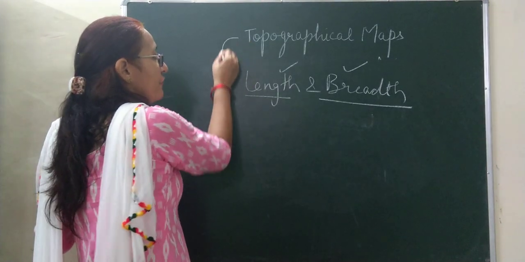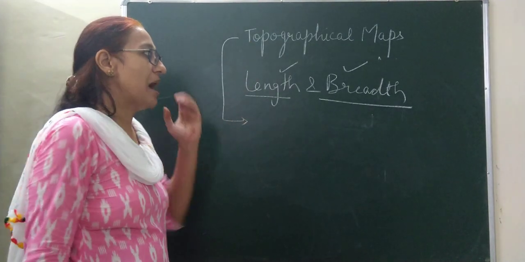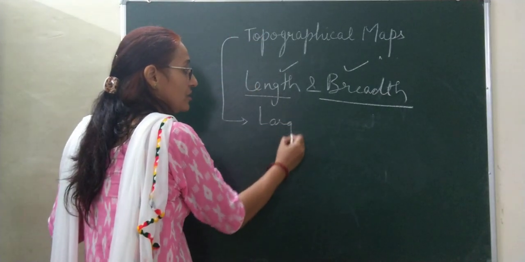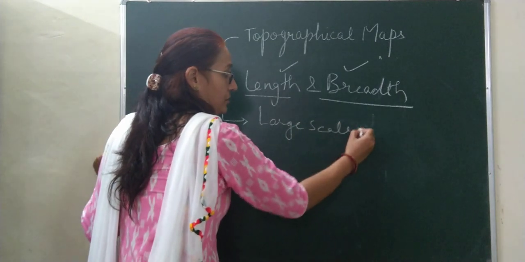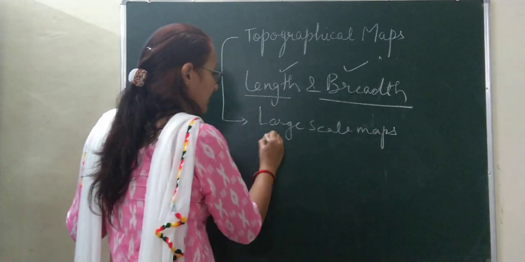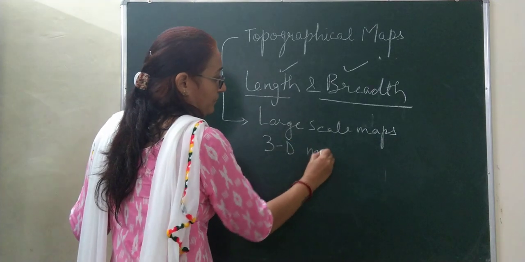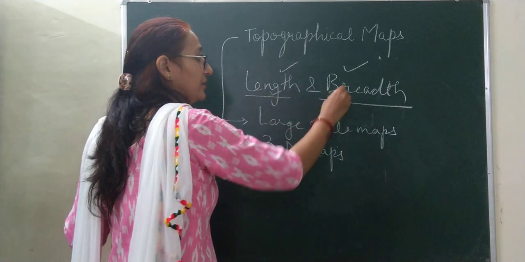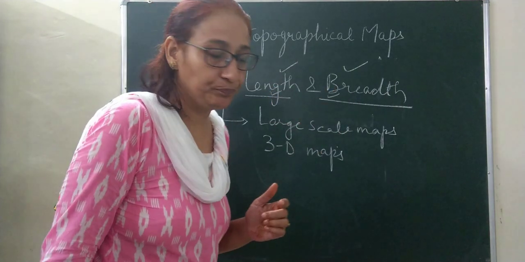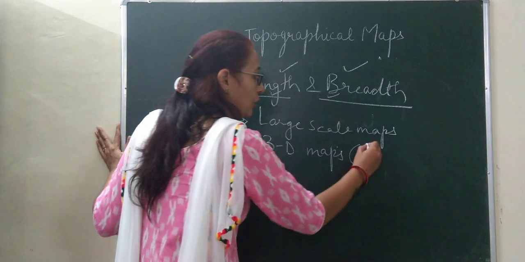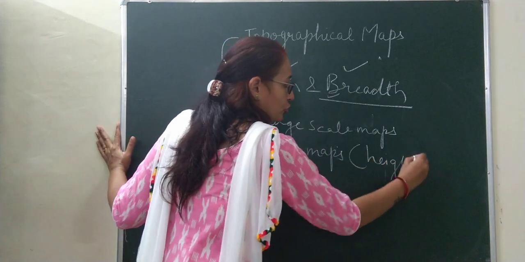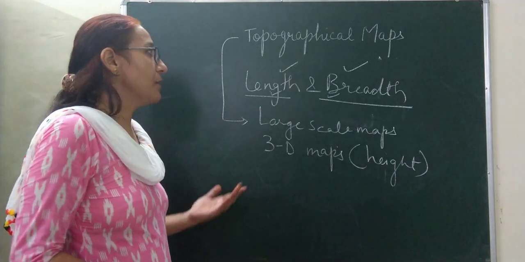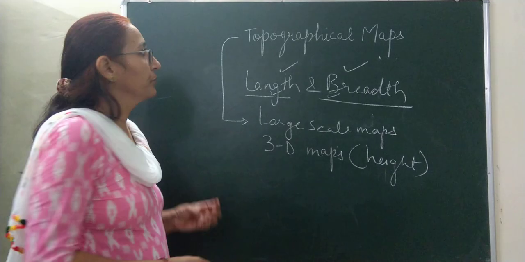But here we have to learn about topographical maps. First of all, these are large scale maps. These are 3D maps. These maps show length, breadth as well as height. They also show the height of landforms. So this is about topographical maps.